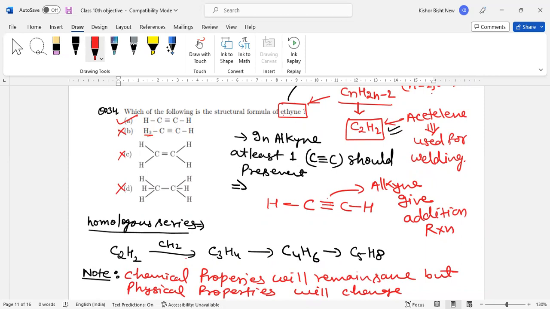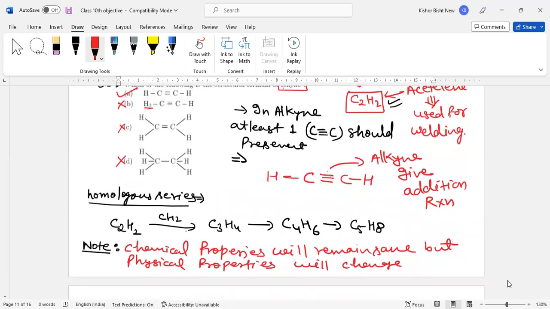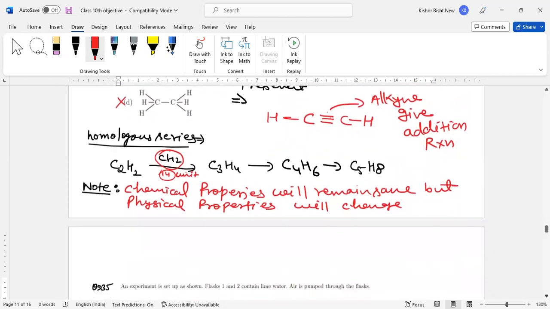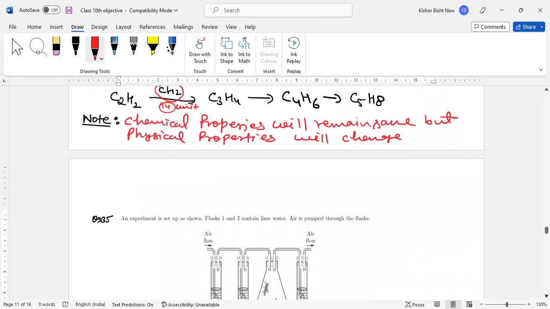Third thing, in the alkyne one carbon-carbon triple bond should be present. Next thing is the homologous series. Whenever we discuss, write the first four members of the homologous series of the alkyne. You will start from C2H2, then C3H4 up to C5H8. In the homologous series, a CH2 group is added, which is 14 unit mass. Also, in the homologous series, chemical properties of the compounds remain the same, but their physical properties will change.